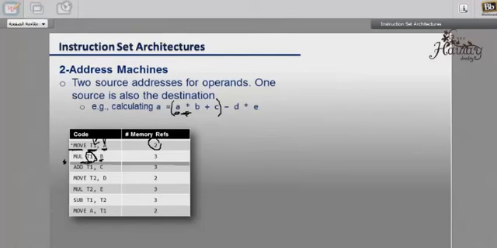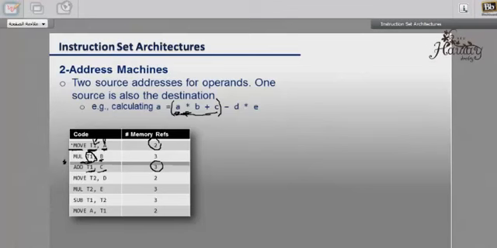Right. The third one, we need to add C. So now T1 has the value of the multiplication between A and B. So this value we add to C, and then the result again we store inside T1. So again we have three memory accesses. Now we are finished with this.